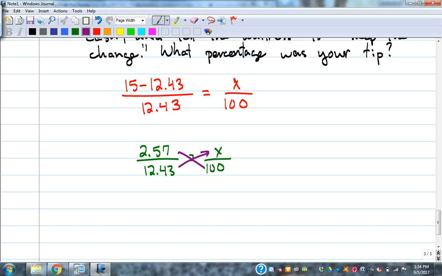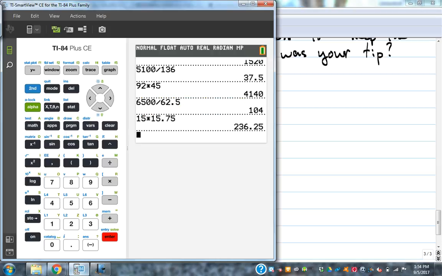Cross multiply. 1243x equals 100 times 257. Divide. And again, we're using a calculator today because we're dealing with dollars and cents here. So 257 divided by 1243 is 20.68%.